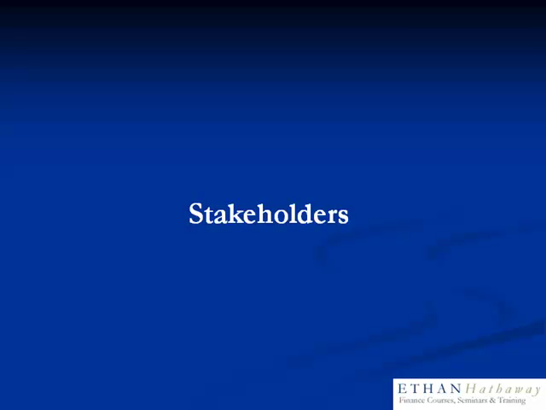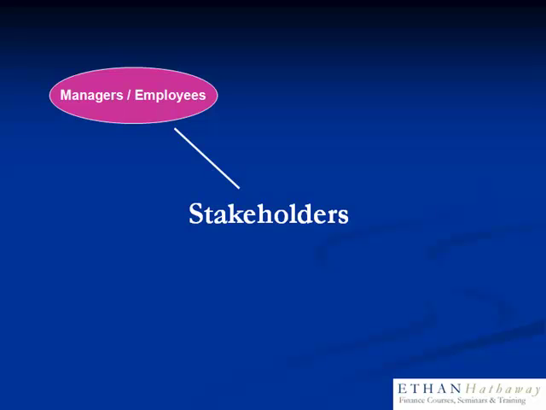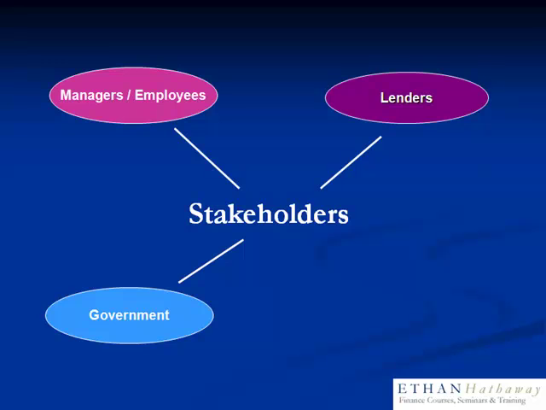Now, let's put ourselves in the position of four different stakeholder groups for ABC Company. The company's managers and employees, lenders, such as the company's bank, the government, and investors. This group includes not only existing shareholders, but potential investors. We'll consider each in turn.